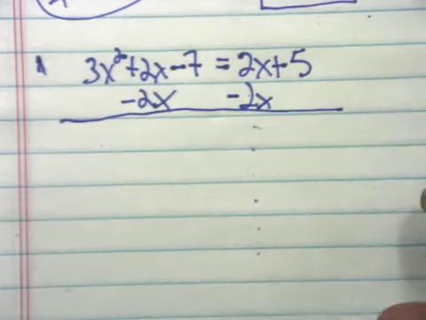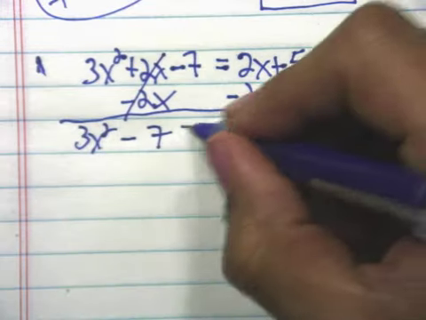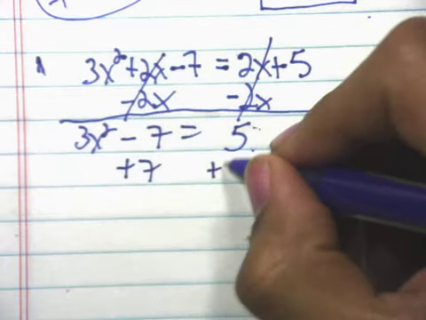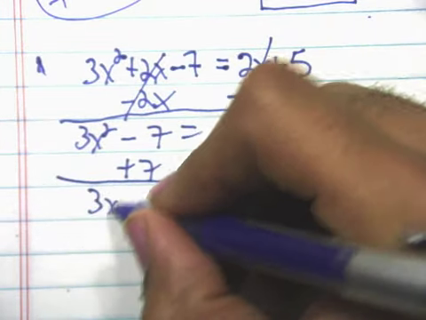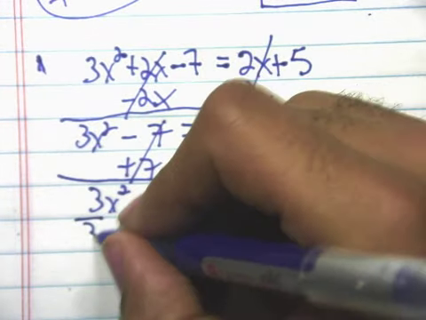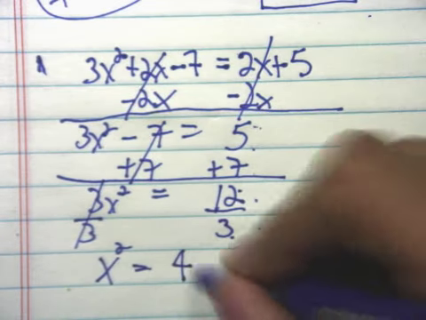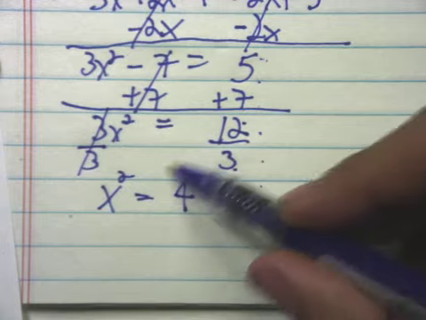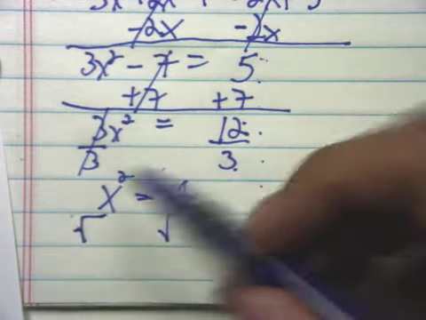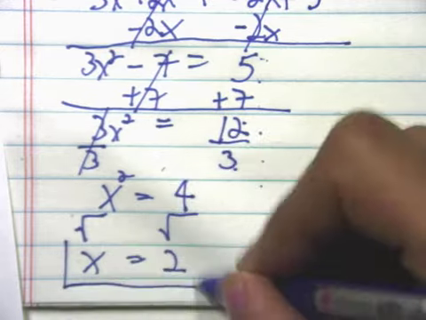The first thing I notice is that they both have 2x's on both sides. So I'm going to subtract 2x from both sides. Subtract 2x from here. Subtract 2x from there. I'm going to get 3x squared. These cancel out. Bring down the negative 7 is equal to positive 5. Now I'm going to add 7 to both sides. 3x squared is equal to 12. I'm going to divide both sides by 3. And x squared is going to give me 12 divided by 3 is 4.